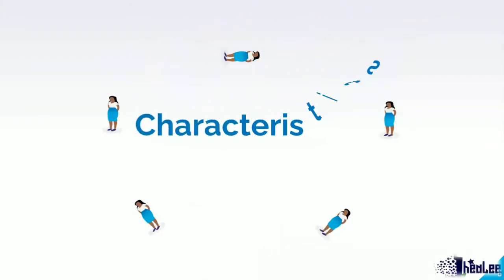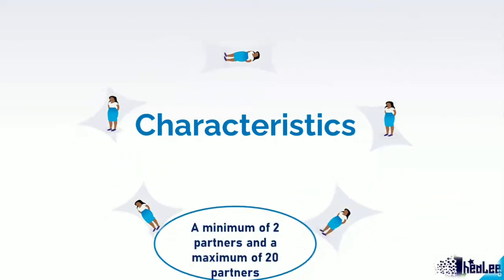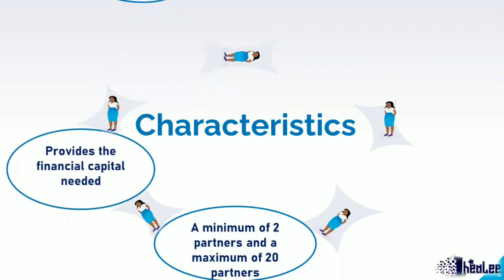Now we're looking at the characteristics of a partnership. What are the characteristics of running a partnership business? The first one is a minimum of 2 partners and a maximum of 20 partners. That was stated earlier. Another is that partners provide the financial capital needed.